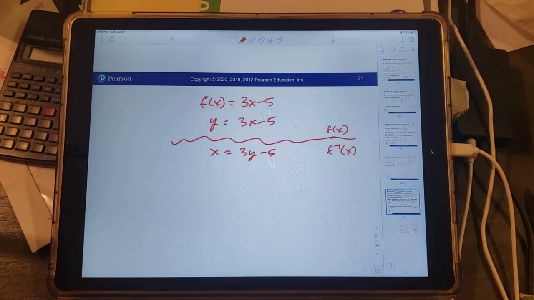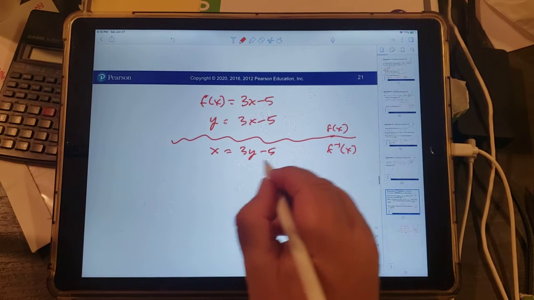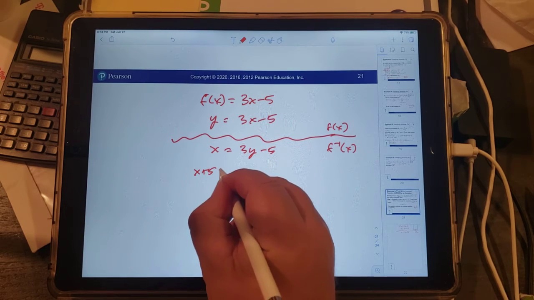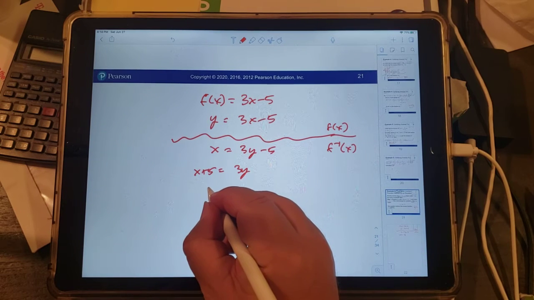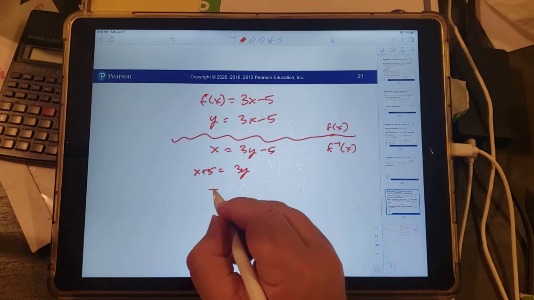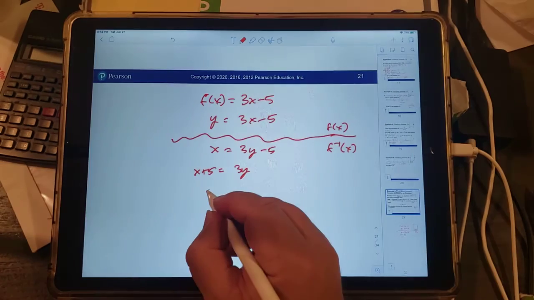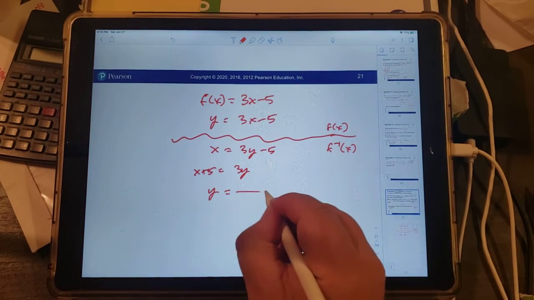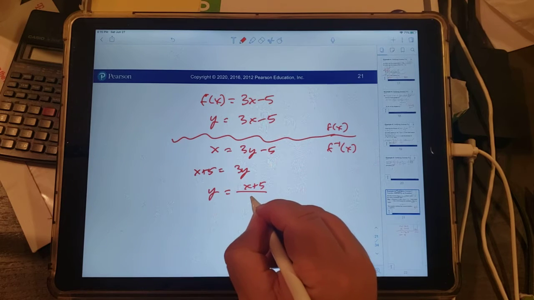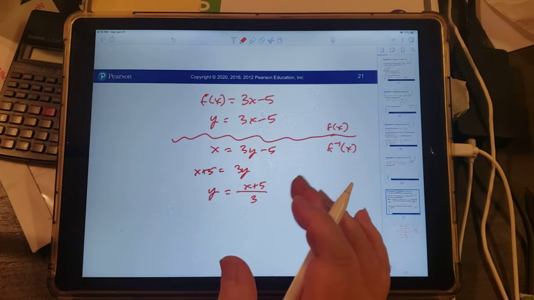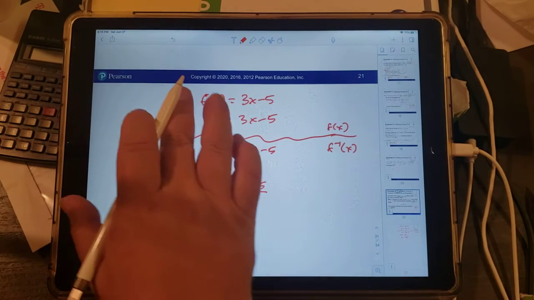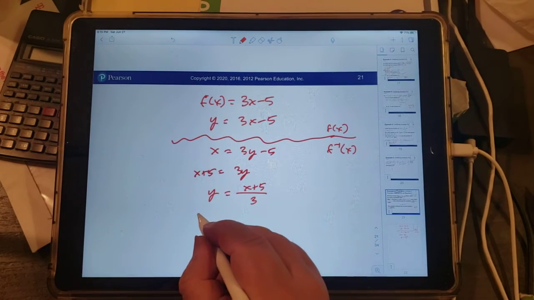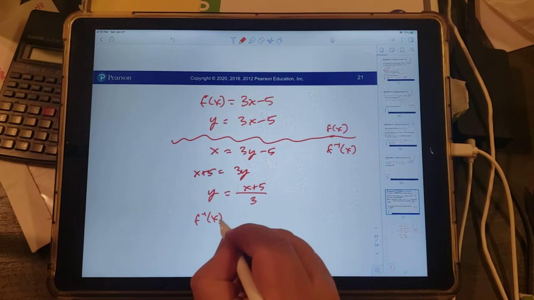All right, and then the only thing left to do now is to solve for y. So to solve for y, I'll add 5. Let's divide both sides by 3, but also at the same time put the y on this side of the equal sign. And I'm kind of done, but the only thing left is to spell out that I started with f and finished with f inverse.